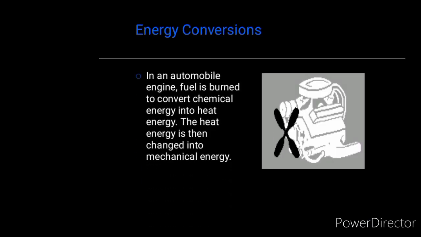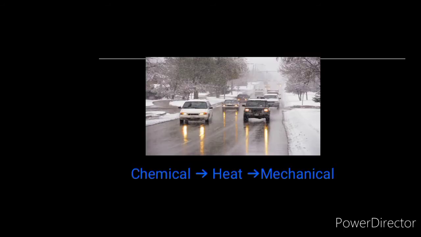In an automobile engine, fuel burns to convert what? Chemical energy into heat energy. The heat energy is then changed into what? Mechanical energy. You can see it there. The car engine, motorcycle engine, all of them, okay? This is the energy conversion that is taking place. So chemical plus heat gives you what? Mechanical.